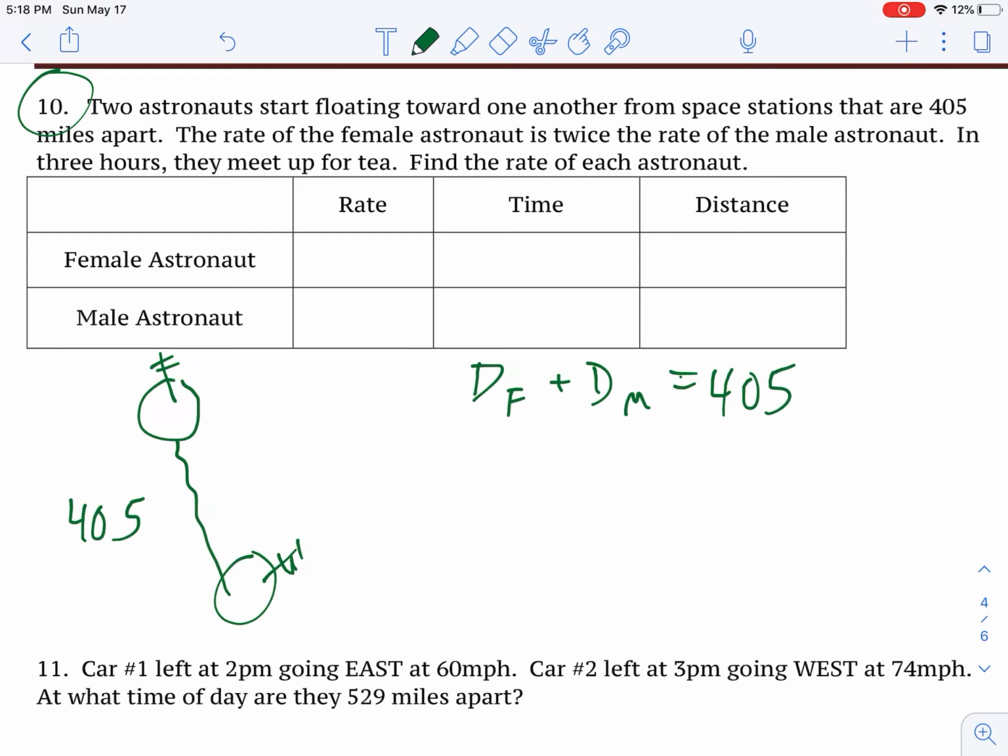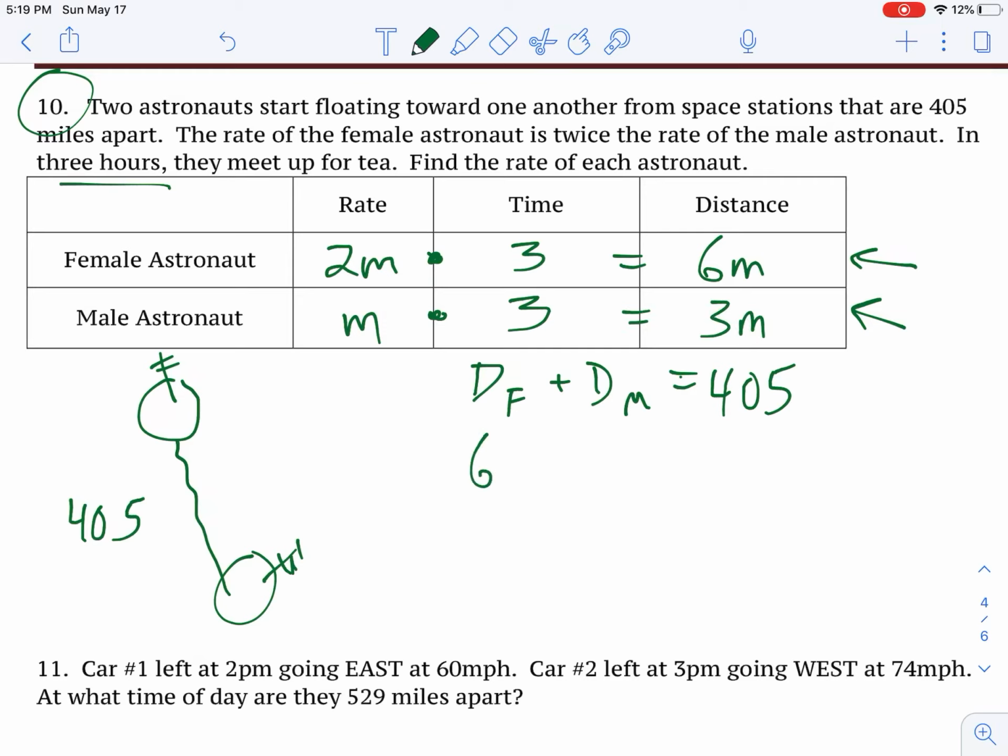The rate of the female is twice the rate of the male astronaut. So female is 2 times the male. I'm going to say the male's rate is m and the female's rate is 2m. In 3 hours, they meet up for tea. That's awesome. So I know how long they went: 3 hours. Notice again, I'm not putting 405 in for the distance. I'm getting distance by going 2m times 3, 6m. m times 3, 3m. So the distance the female goes is 6m. The distance the male goes is 3m.